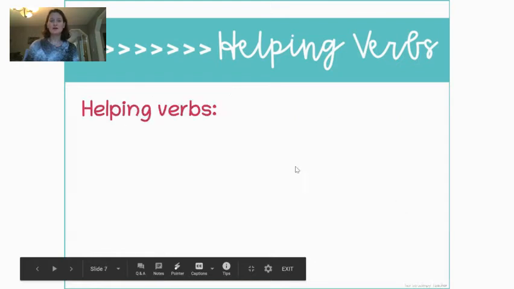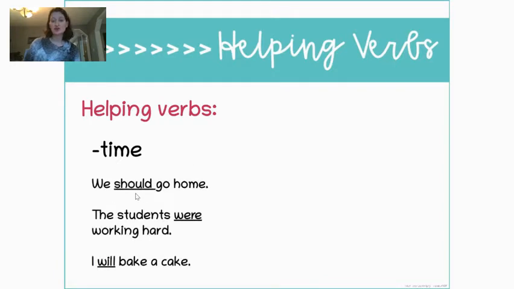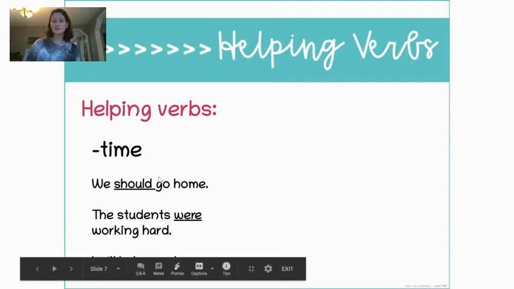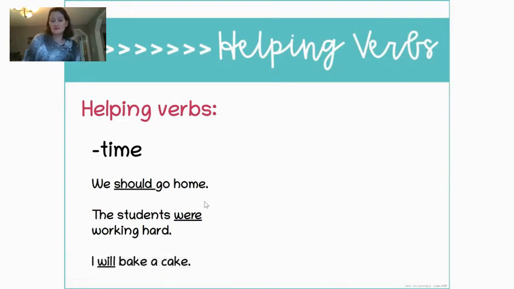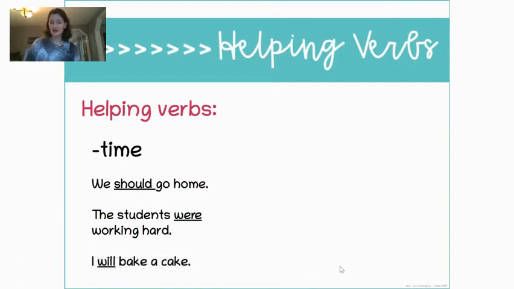And along with helping verbs giving a time, here's some examples. We should go home. So that's something that should happen. It should happen kind of in the future or right now. Or the students were working hard. So it's something they were doing in the past. Kind of gives us some information about when the working was happening. So working is the action verb and go is the action verb in that sentence, but the helping verb kind of tells us when.